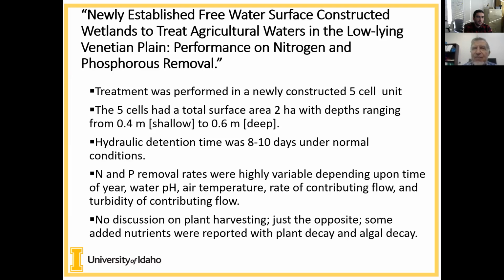The nitrogen and phosphorus removal rates were highly variable, depending upon the time of the year, the water pH, the air temperature, the rate of contributing flow and turbidity of contributing flow, which in turn helped or affected the detention time. Sometimes it was much less, sometimes it was longer than the 8 to 10 normal. No discussion on plant harvesting, just the opposite. Some added nutrients were reported with plant decay and algal decay as represented by their test results.